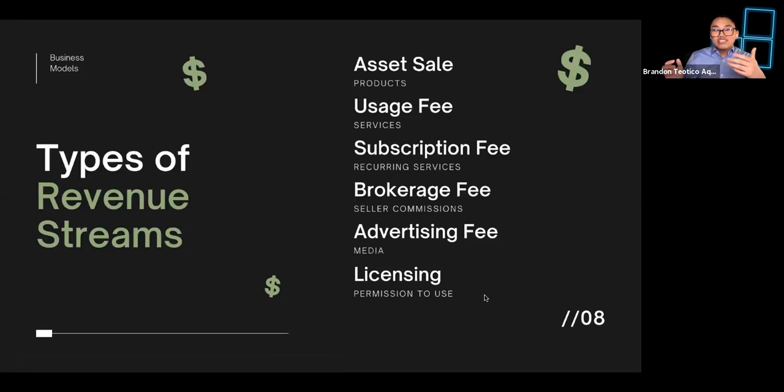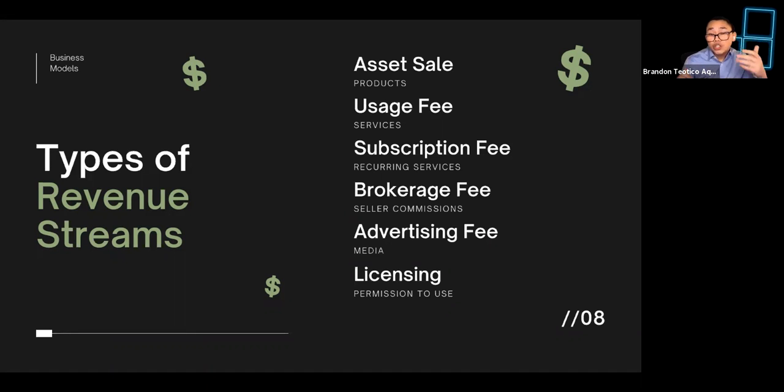So here are the main different types of revenue streams. And I think by the title, they're all pretty self-explanatory, but we'll go through them. Asset sale refers to buying physical products. So all the items you buy in stores, those are all examples of asset sales. Usage fee refers to any services you buy. And then if you make those services reoccurring services, then you have subscription fee.